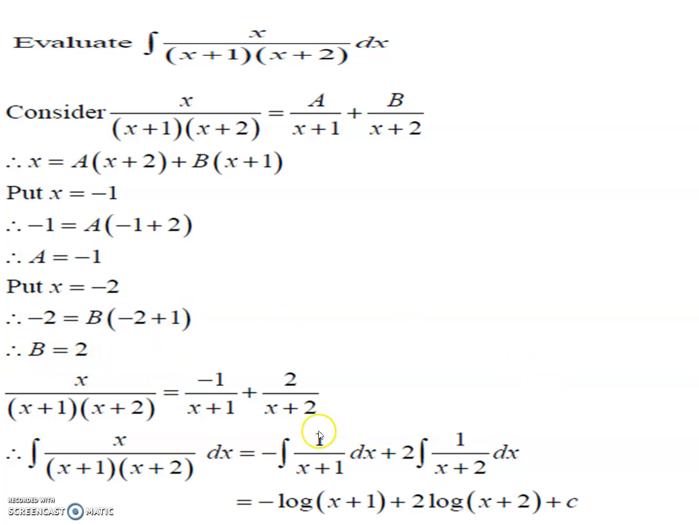So we derive the final answer in the form of x/((x + 1)(x + 2)) = -1/(x + 1) + 2/(x + 2). We have to put this in the integral. So for x/((x + 1)(x + 2)) we derive -1/(x + 1) + 2/(x + 2). We have to separate each term of the integral: -1/(x + 1) plus 2 constant times 1/(x + 2).